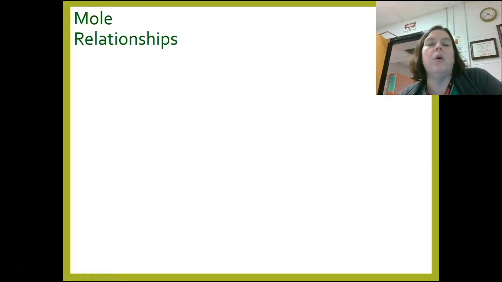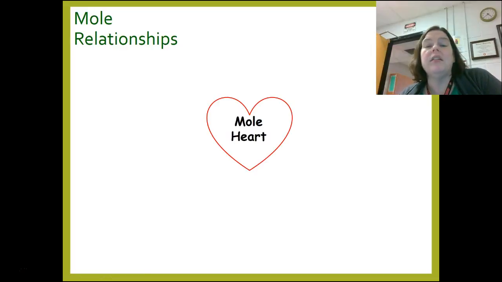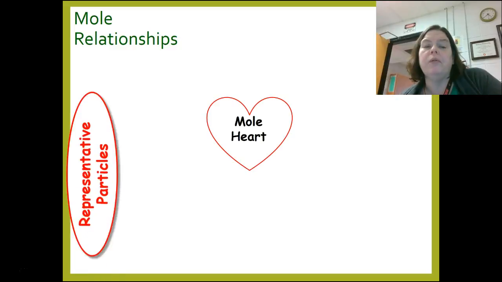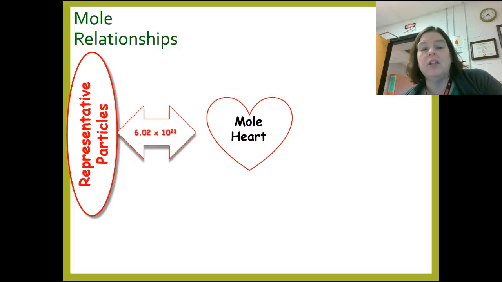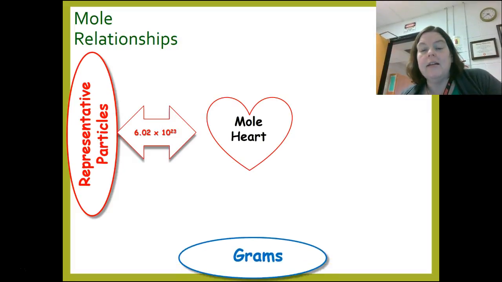And so let's look at some mole relationships. I call this the mole heart. And the mole heart, everything is equal to 1 mole. So representative particles, we talked about this on Friday. Representative particles are formula units, molecules, or atoms. And so we know that there are 6.02 times 10 to the 23 representative particles for every 1 mole. Well, the other relationship that we started to develop, and we did this today, is grams. This idea that 1 mole can equal a number of grams of a substance.